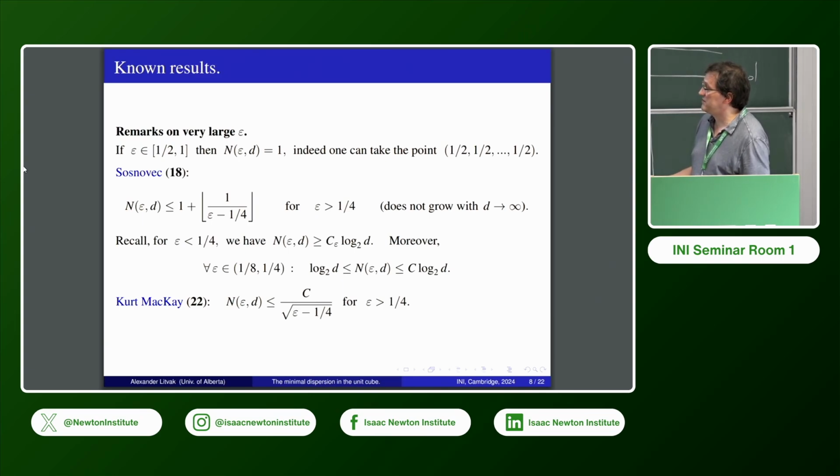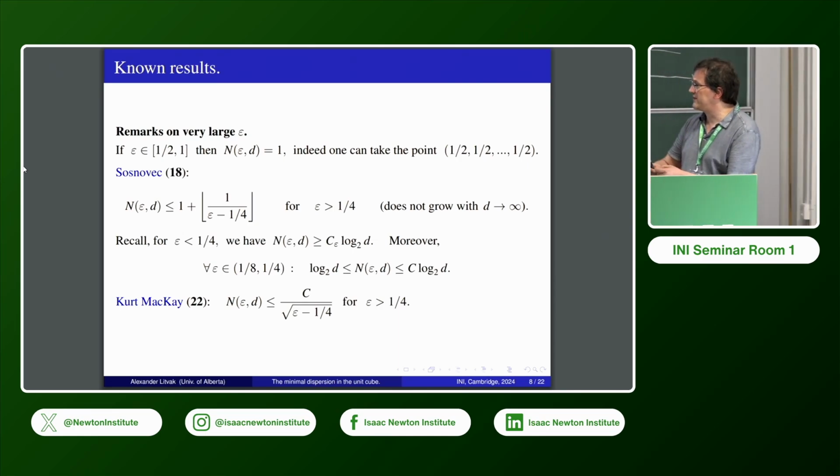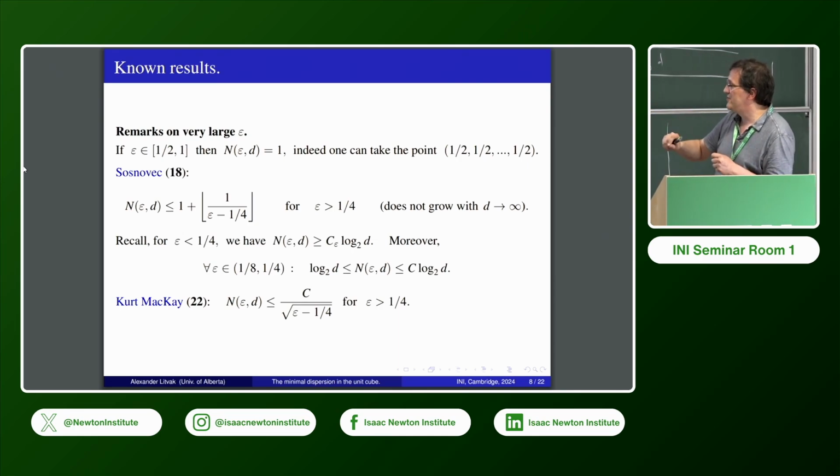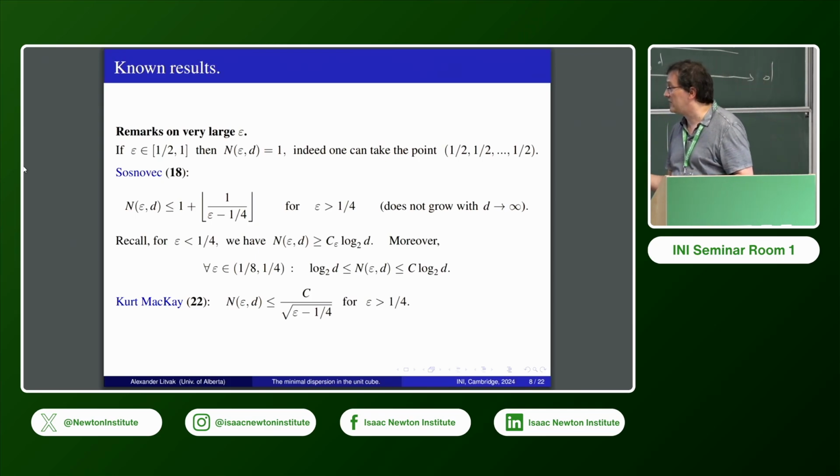Also, this bound was slightly improved by McKay. So he just improved the dependence. He put square root of epsilon minus quarter. Still don't know if it is sharp or not. Especially since his construction and actually Sosnowiec's construction, they took points on the diagonal. So of course, probably we have much better configuration if we go off the diagonal.